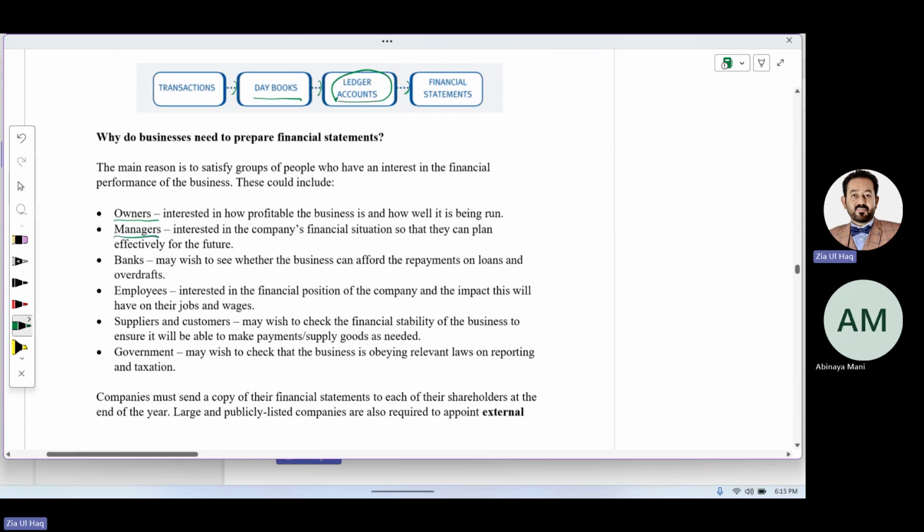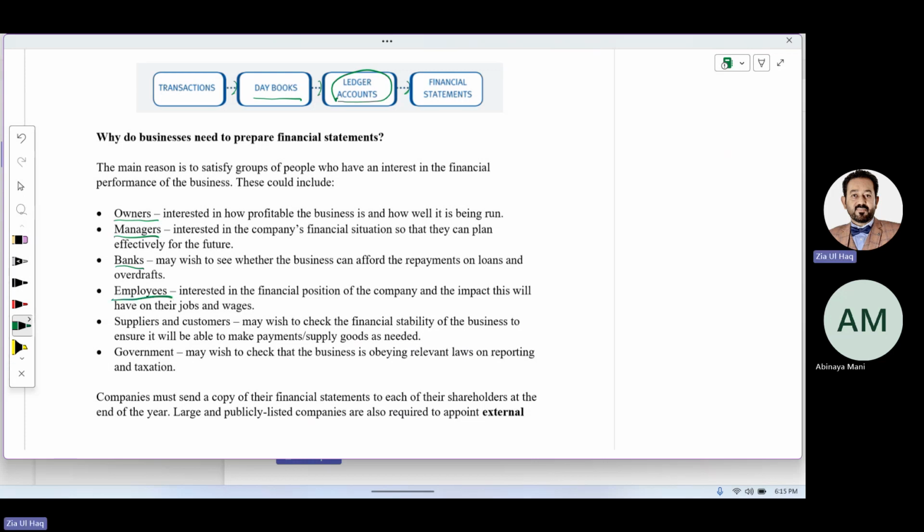Managers need financial statements so that they can compare current with previous to see whether they are improving business performance or not. Banks need financial statements. Why? Because they are going to lend money to the company, so they need to see financial statements. If company performance is better, this means the company will be able to pay the loan amount back. If performance is poor, there's a risk the loan amount will not be recovered. So banks see financial statements for lending decisions.